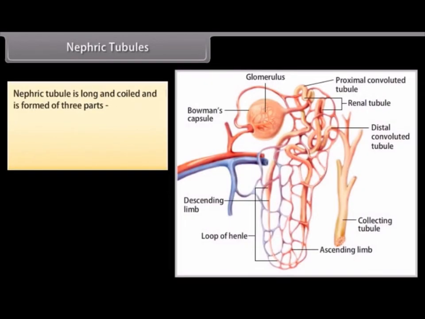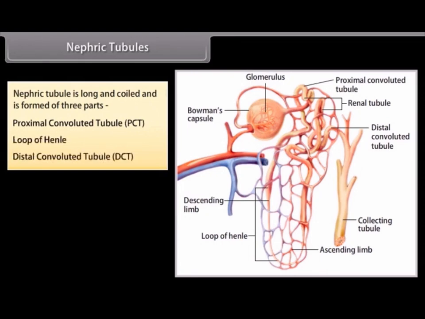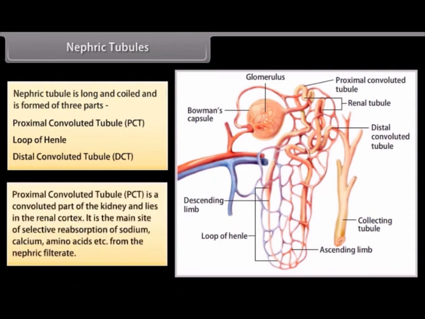Nephric tubules. The nephric tubule is long and coiled and is formed of three parts: proximal convoluted tubule PCT, loop of Henle, and distal convoluted tubule DCT. The proximal convoluted tubule PCT is a convoluted part of the kidney and lies in the renal cortex. It is the main site of selective reabsorption of sodium, calcium, amino acids, etc.